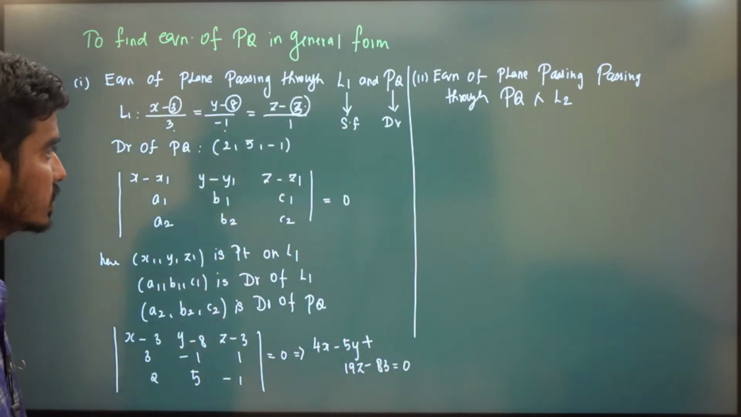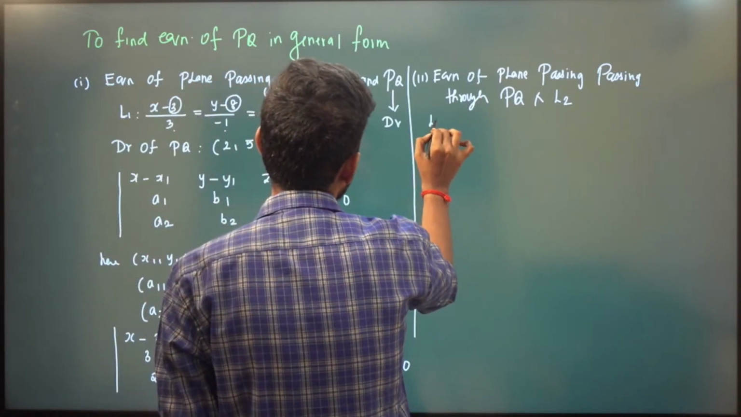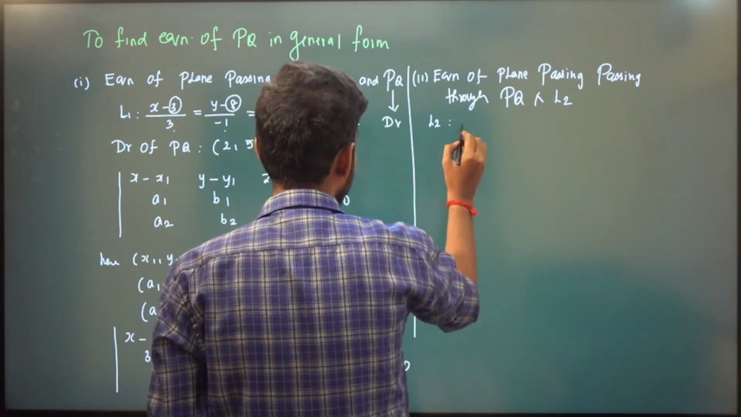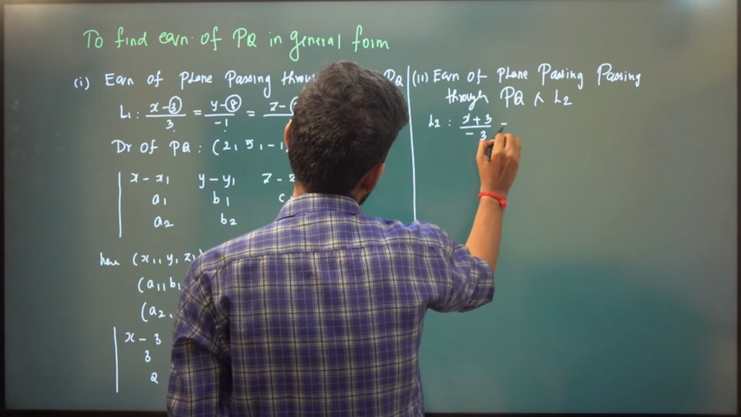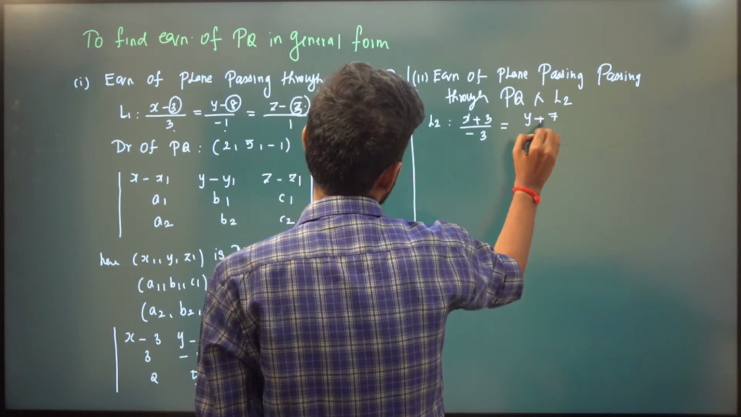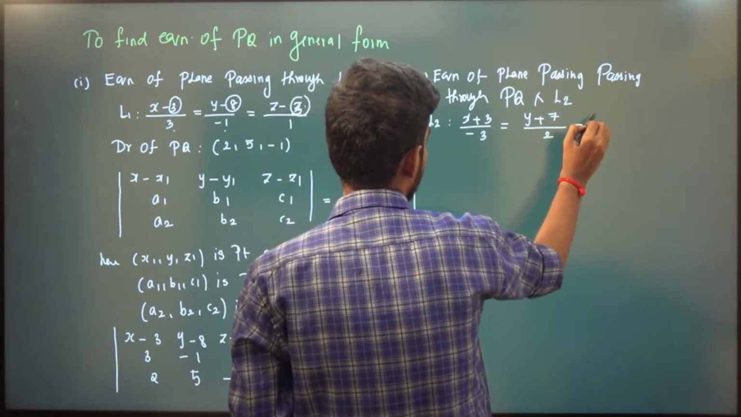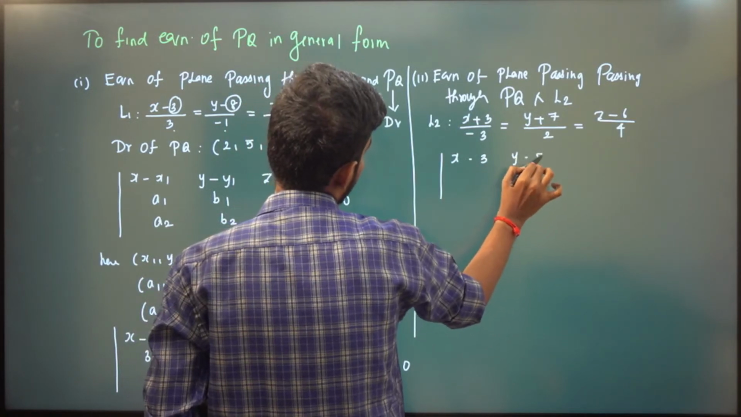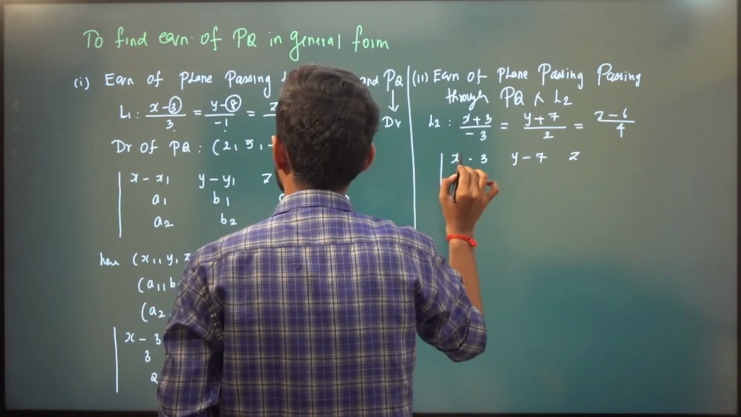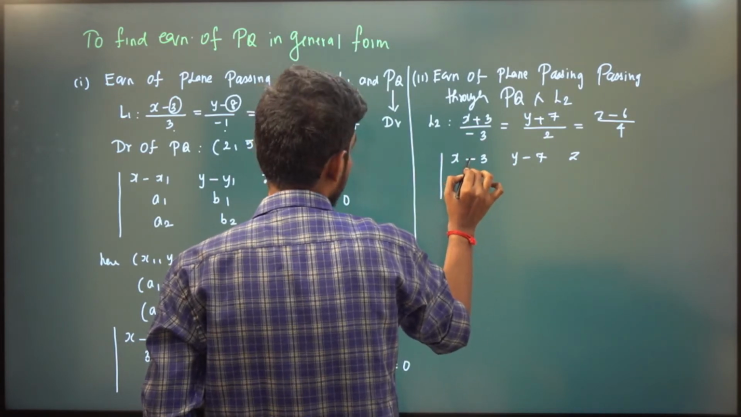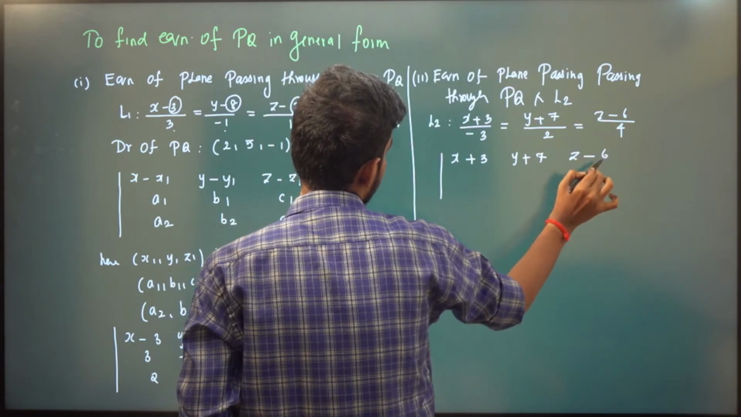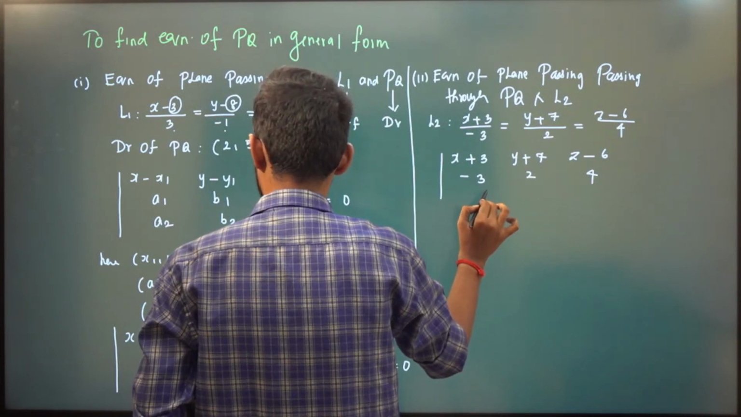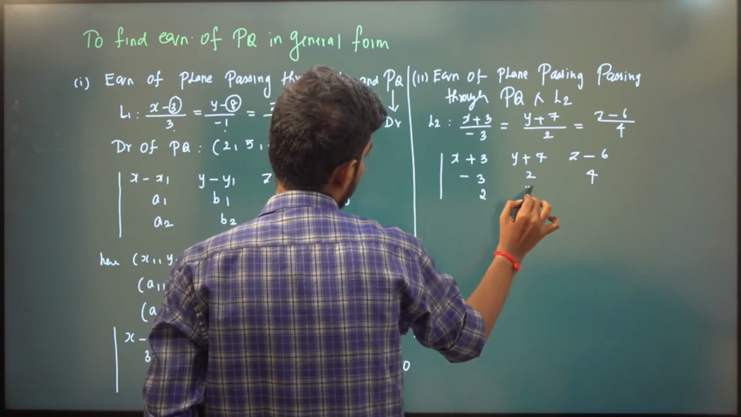Now, similarly, you find the equation of plane passing through PQ and L2. So, what is L2? L2 is x plus 3 divided by minus 3, y plus 7 divided by 2, z minus 6 by 4. What is the equation of this plane? X minus x1, y minus y1, z minus z1. So, it will be x plus 3, y plus 7, z minus 6, minus 3, 2, 4, and the direction ratio of PQ, 2, 5, minus 1.